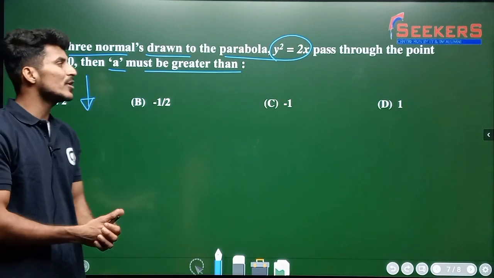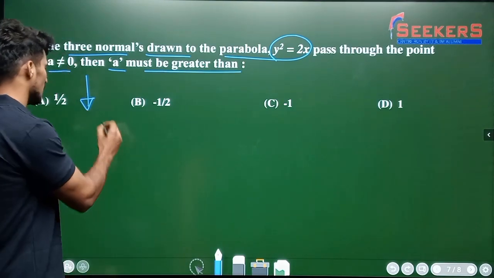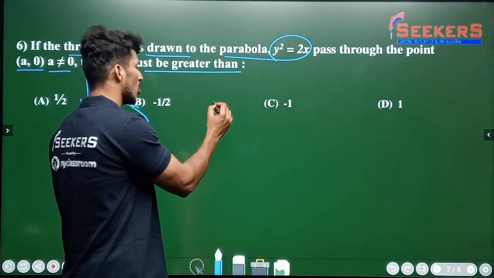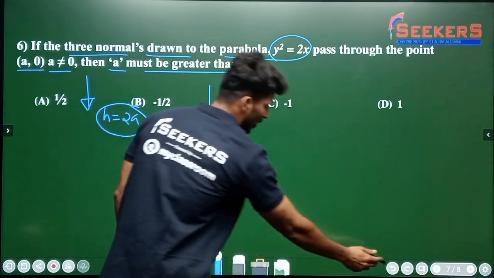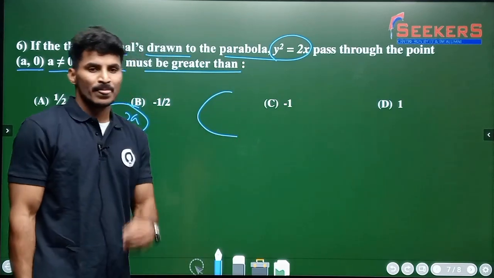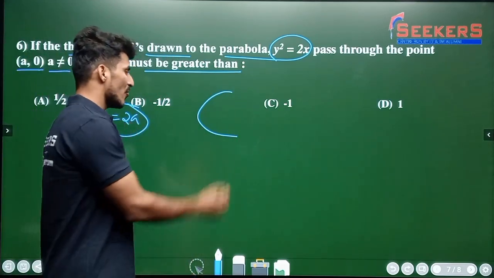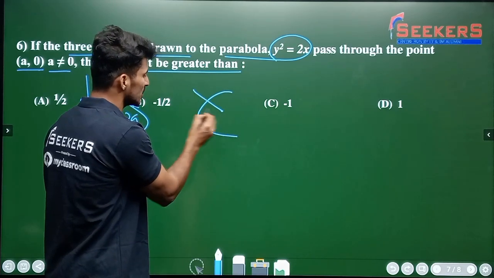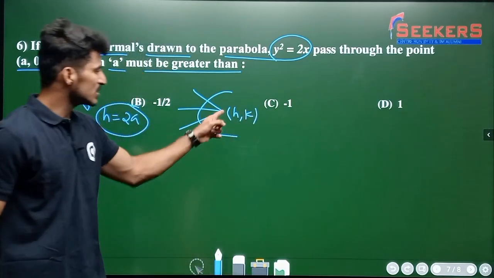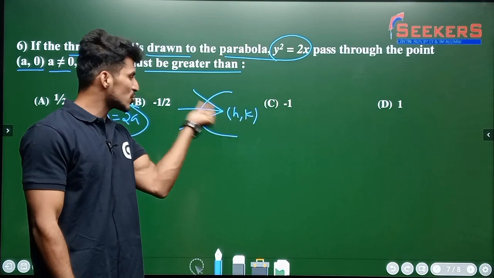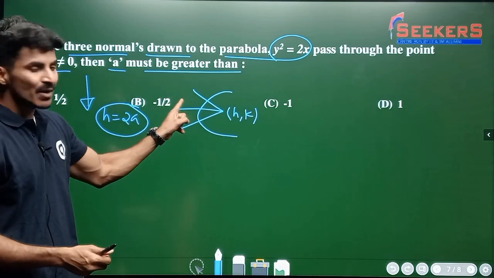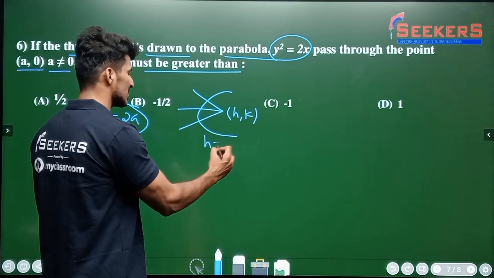So three normals can be drawn to a parabola if and only if h is greater than 2a. Alright, so three normals can be drawn to a parabola y square is equal to 4ax. So you take any parabola something like this. When can you draw three normals to this parabola? Look at this here, the three normals drawn from this point, the point h comma k. From this h comma k I'm drawing 3 normals. This can happen if and only if this condition is satisfied.